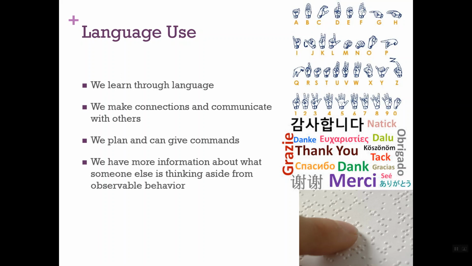We can plan, we can give commands, say, go over there, do this, do that, and that might help in a very group oriented kind of setting where you have to cooperate. And we have more information about what someone else is thinking aside from the observable behavior. So, in other words, watching you without you talking, I have limited information about what's going on. But you being able to communicate with me and say what's on your mind gives me a better perspective of what is going on emotionally, physically, whatever it is. So language is highly useful, right? We kind of take that for granted, just like we take for granted our senses and things like that.